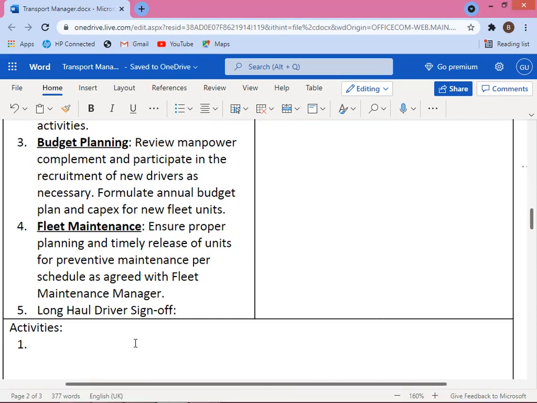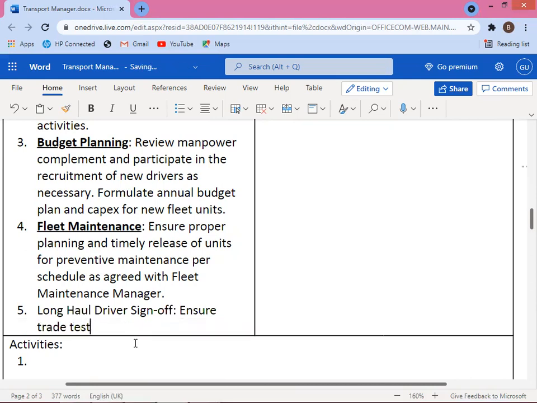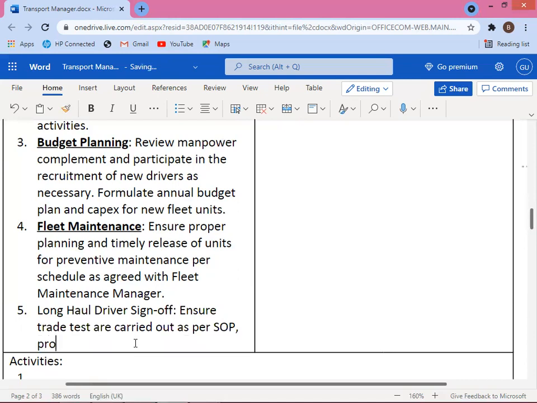So ensure trade tests, when you're doing trade tests for new drivers, should be as per SOP. I would say are carried out as per SOP, provided with induction training. Should be given induction training first.